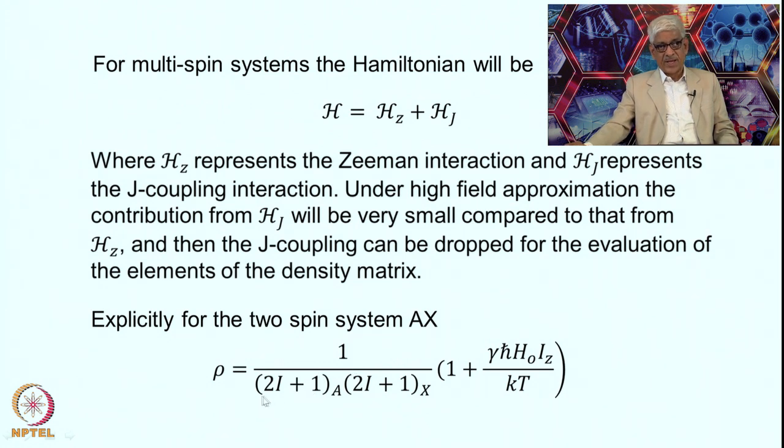This is 1 by N, where N is the total number of states. The number of states is 2I plus 1 A states and 2I plus 1 X states, so the total number of states will be the product of these. For example, in the case of 2 spins with I equal to half, we had 2 states here and 2 states there, so it became 4 states. Therefore in that case N will be 4 for the 2 spin system with I equal to half, and Iz again will be the sum of the 2 operators for the individual spin states.